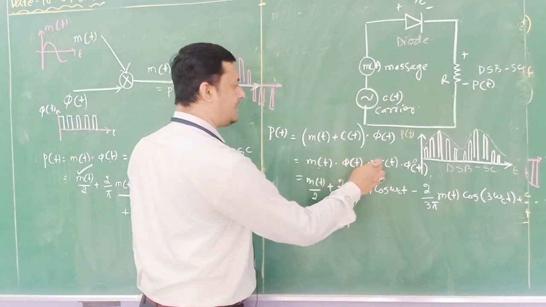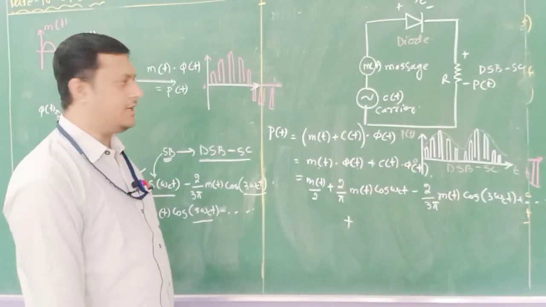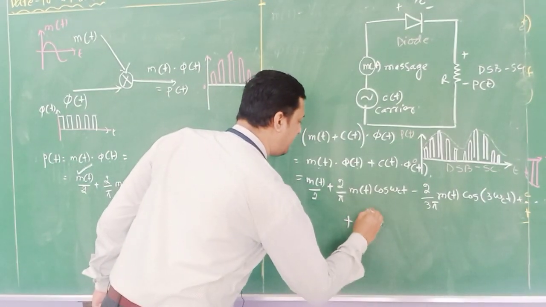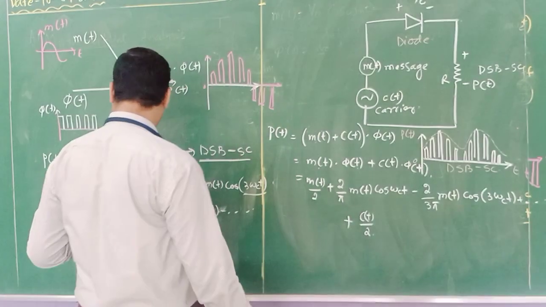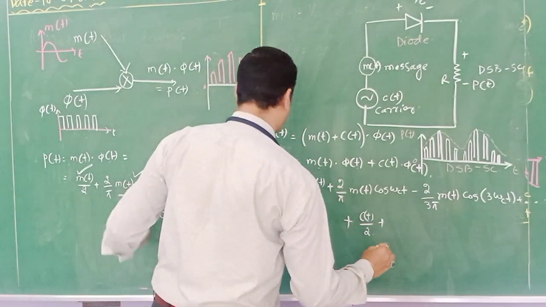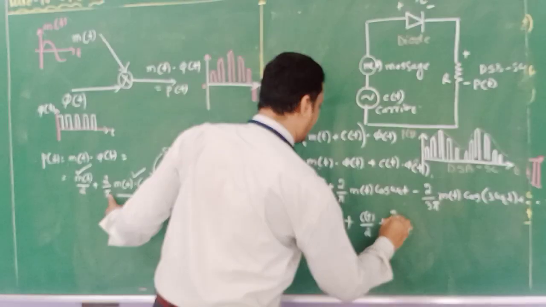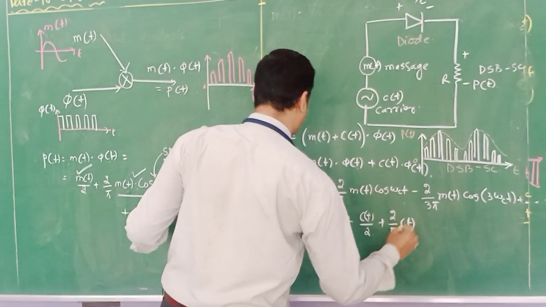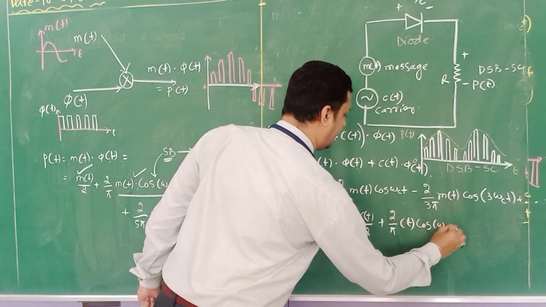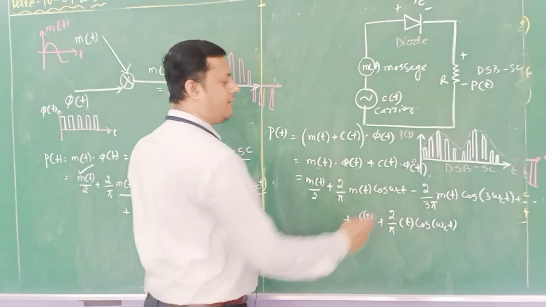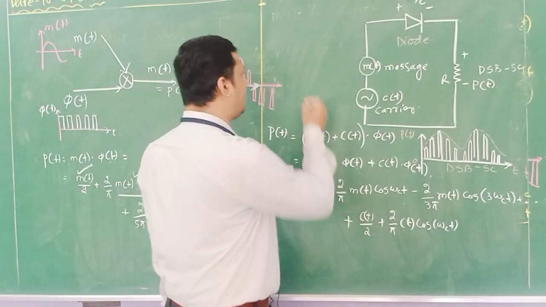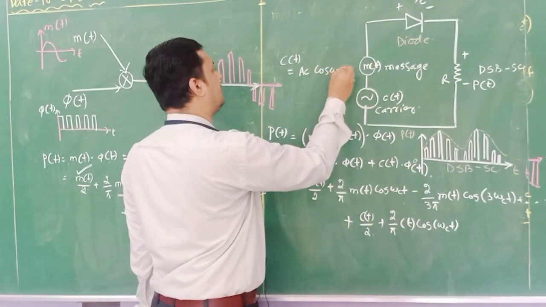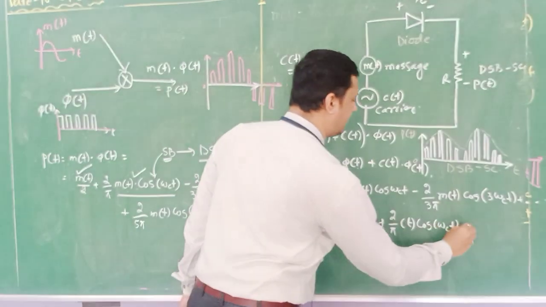Then C of t into phi of t, if I am going to multiply, in place of C of t divided by 2, then plus 2 by pi, then C of t, then cos omega ct. So C of t and cos omega ct will become a cos square term, because C of t we have considered as AC cos omega ct. So this is the square term, it will come.